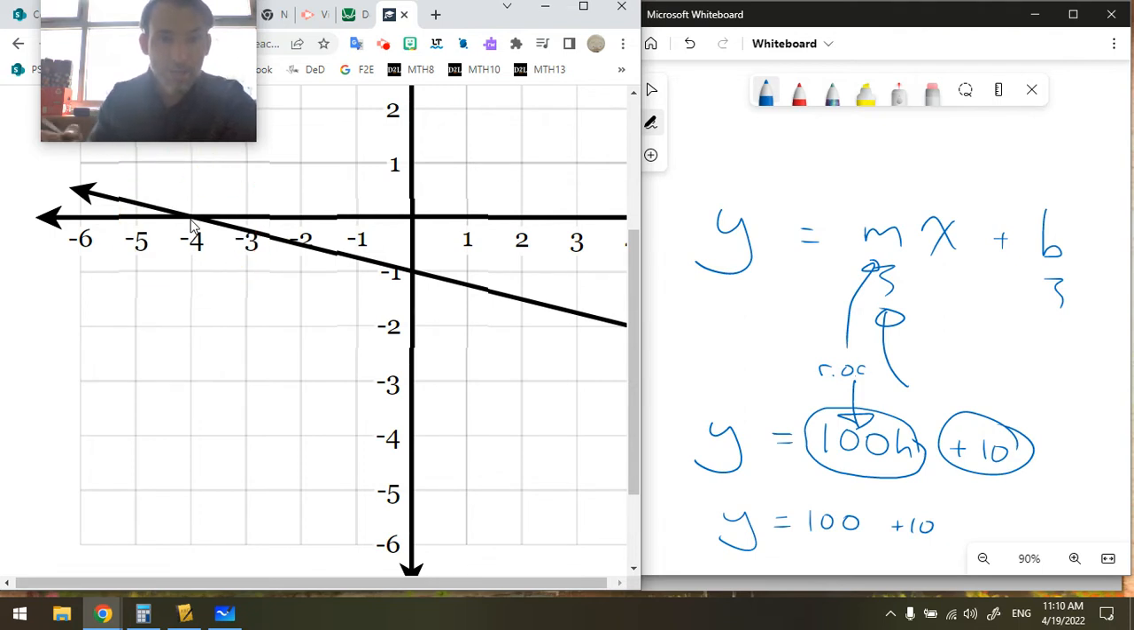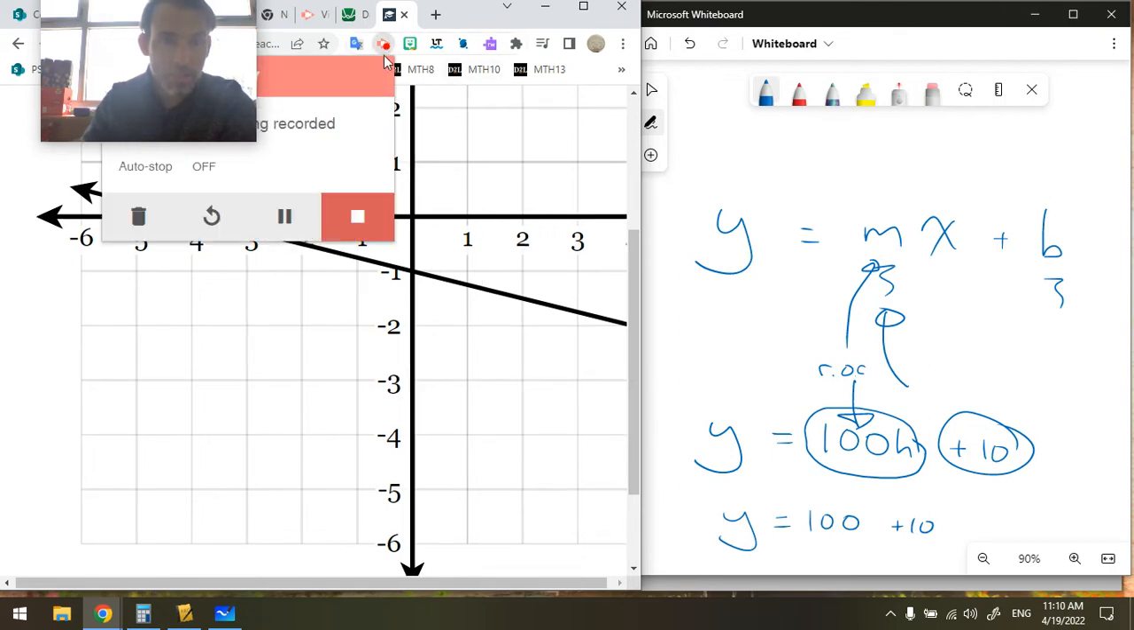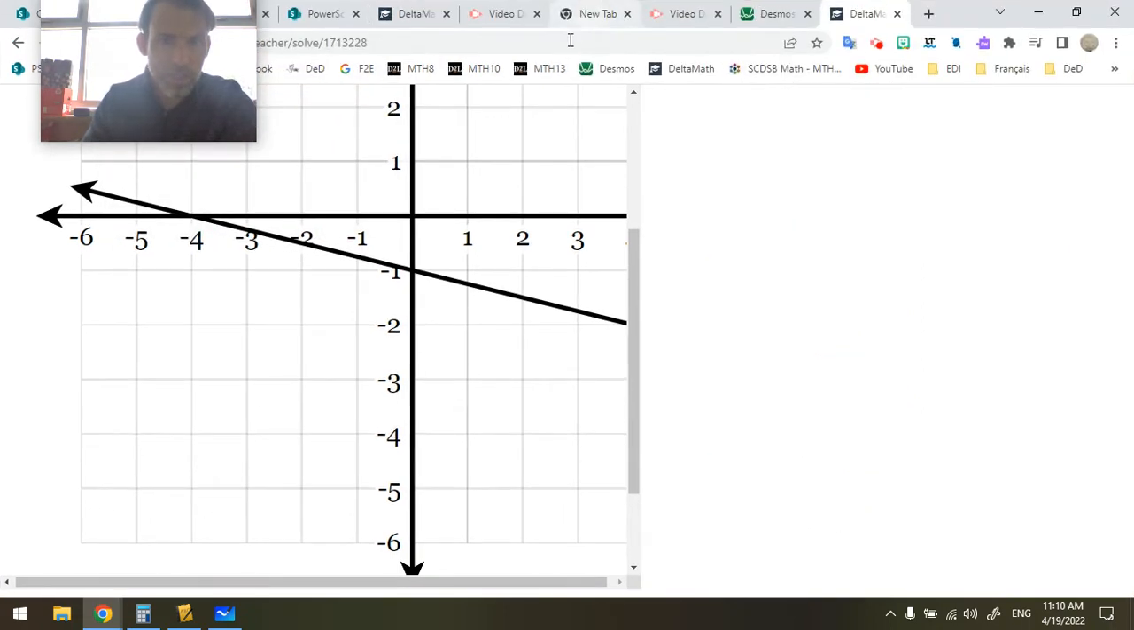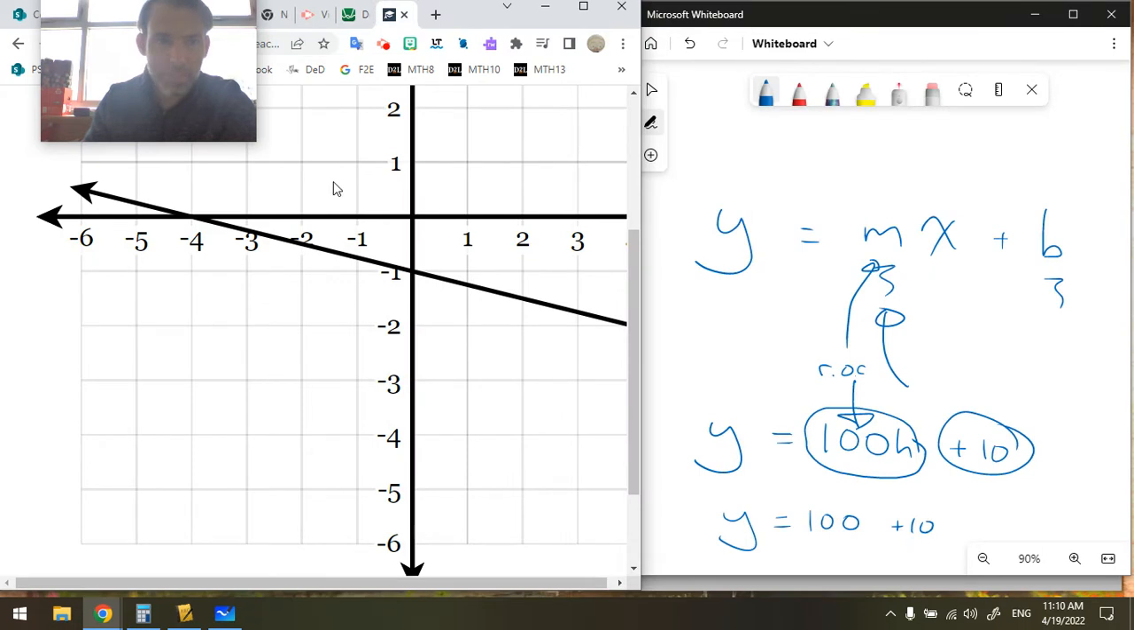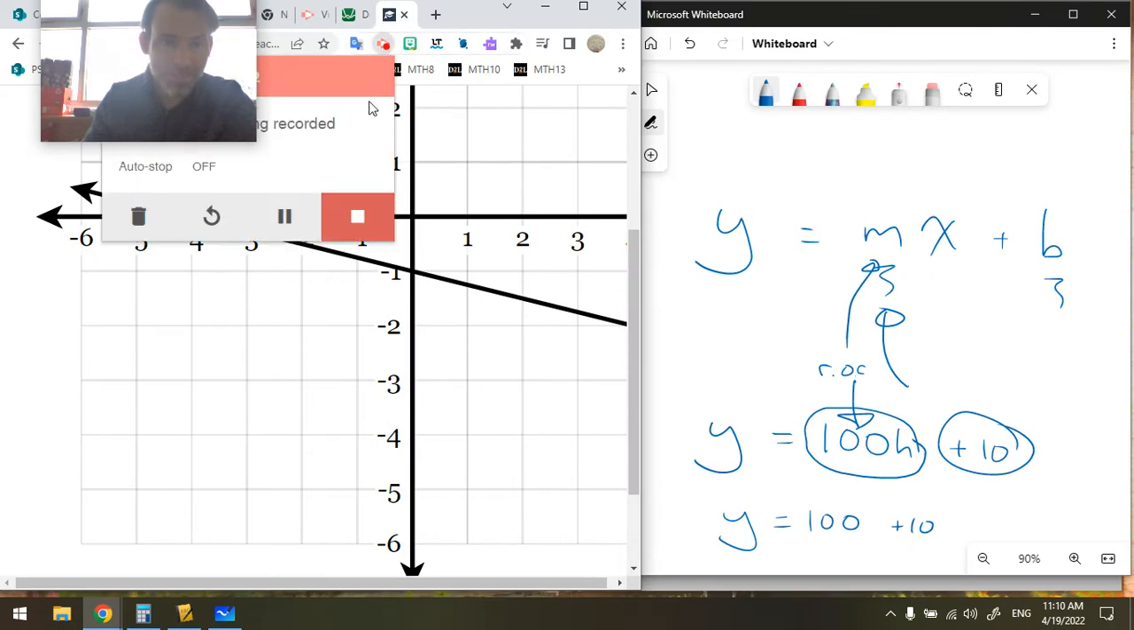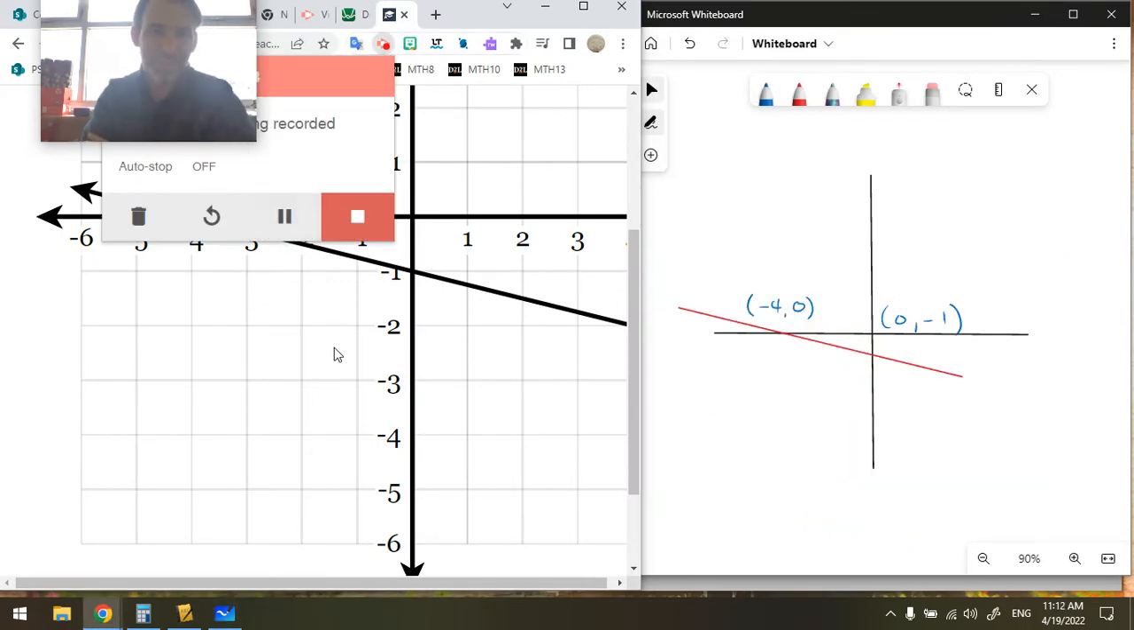If I can just draw on my screen, where are my screen drawing tools? No, I don't have them. That's annoying. Maybe I can get them back. No, they're gone. But what I can do is pause the video and draw you a diagram. All right, here's a beautiful diagram.